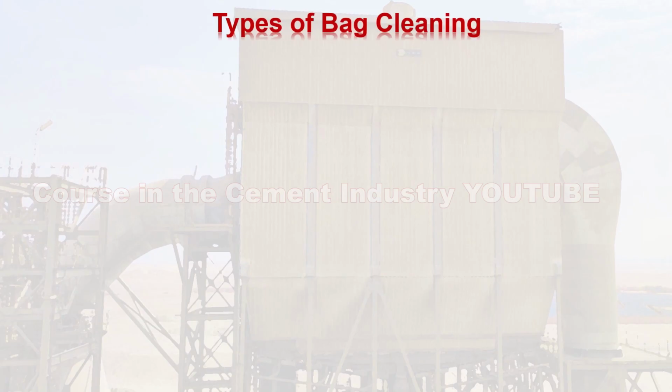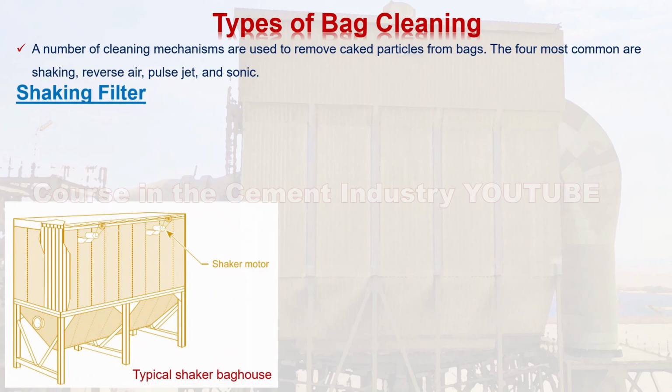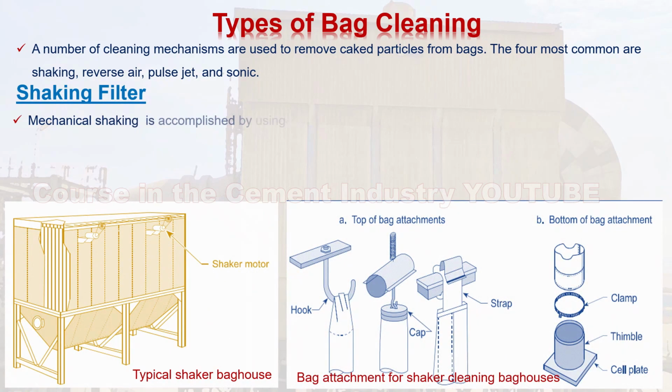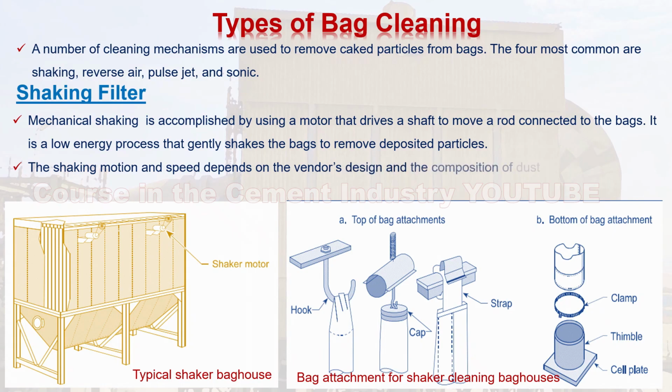Types of bag cleaning. A number of cleaning mechanisms are used to remove caked particles from bags. The four most common are shaking, reverse air, pulse jet, and sonic. 1. Shaking filter. Mechanical shaking is accomplished by using a motor that drives a shaft to move a rod connected to the bags. It is a low-energy process that gently shakes the bags to remove deposited particles. The shaking motion and speed depend on the vendor's design and the composition of dust deposited on the bag. The shaking motion is generally in the horizontal direction.